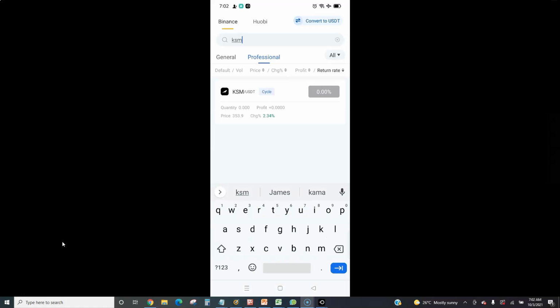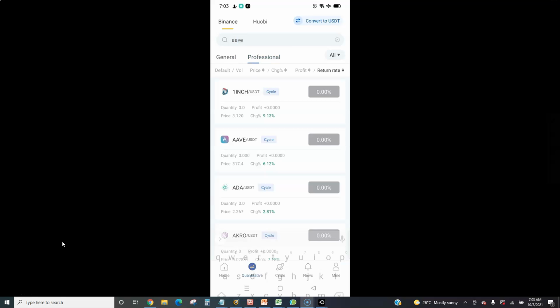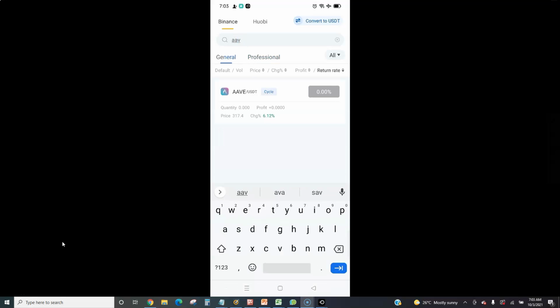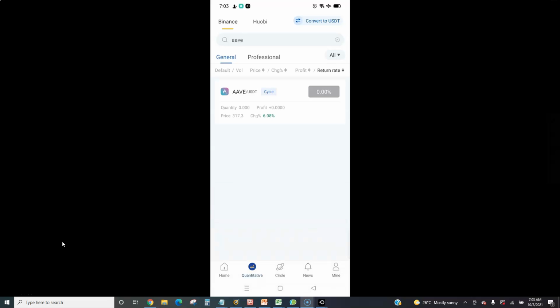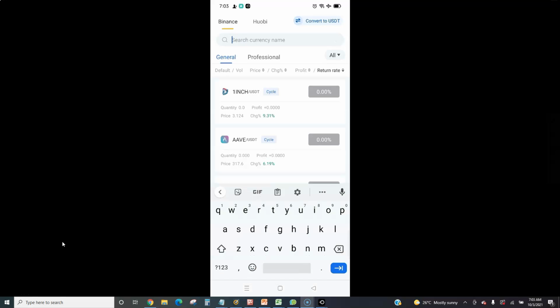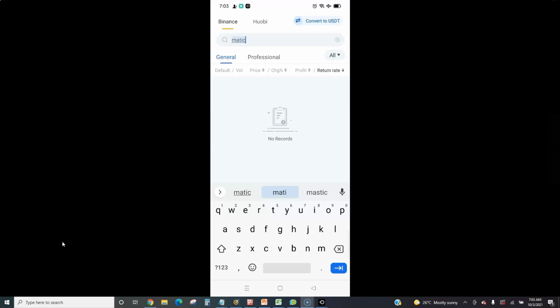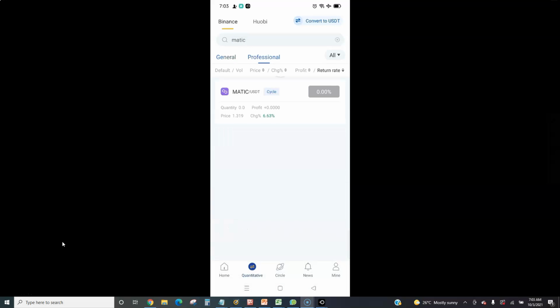We need to look for AF. It's not on professional. Let's check it on general. AF is plus 6. We cannot go for it. And the last one that I'm going to talk about, Matic. Matic is plus 6. We cannot go for it. So we can't go for it.